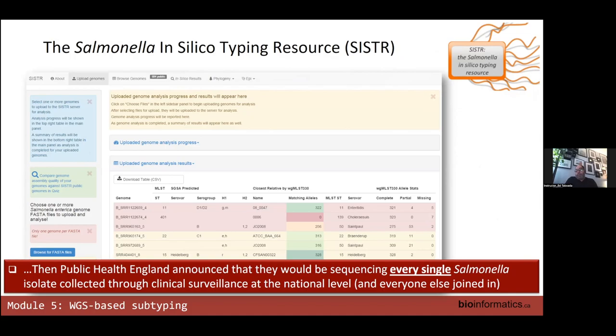Certainly I was shocked and excited at the same time, but I was really shocked that they would announce that. And I think they basically pushed everybody else into the same lot, so that we all felt like, you know what, if the UK is doing it, we should be doing it too. Here in Canada, it took us a little while to catch up, but as of 2017, we basically started doing the same thing.